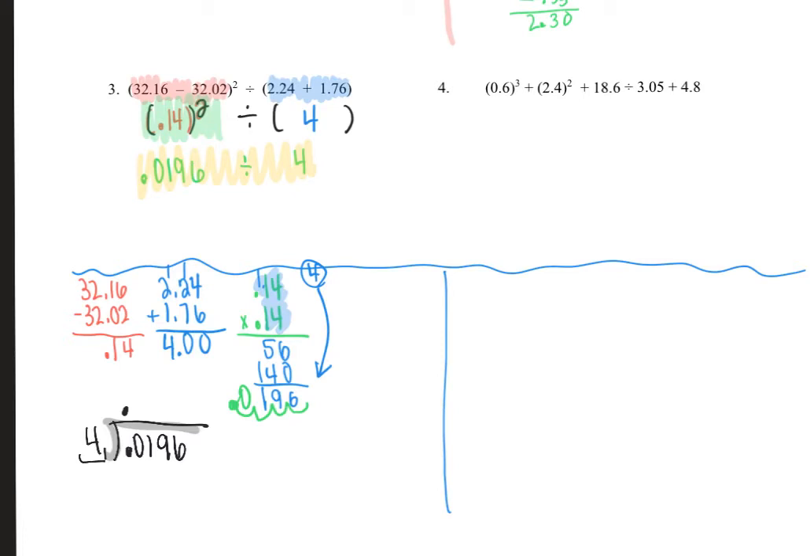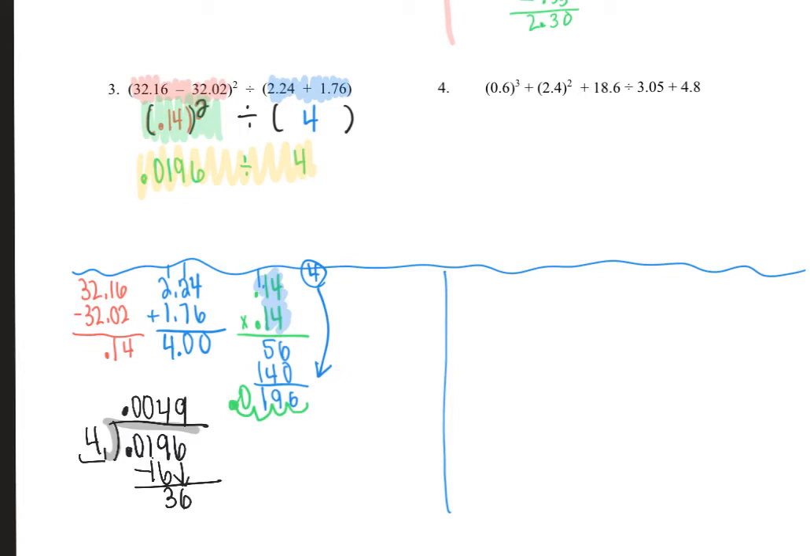4 doesn't go into 0. It doesn't go into 1. It does go into 19. So I do need zeros here and here because I have the decimal already. They're important placeholders. So 4 goes into 19 4 times. I would get 16. I would subtract that and get 3. I'd bring down the 6 to get 36, and 9 goes into 36 9 times.